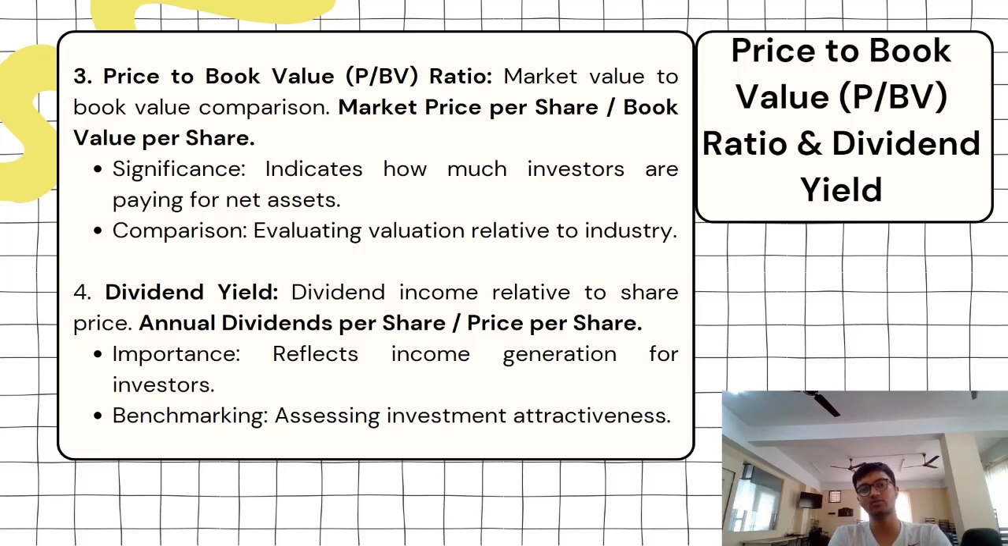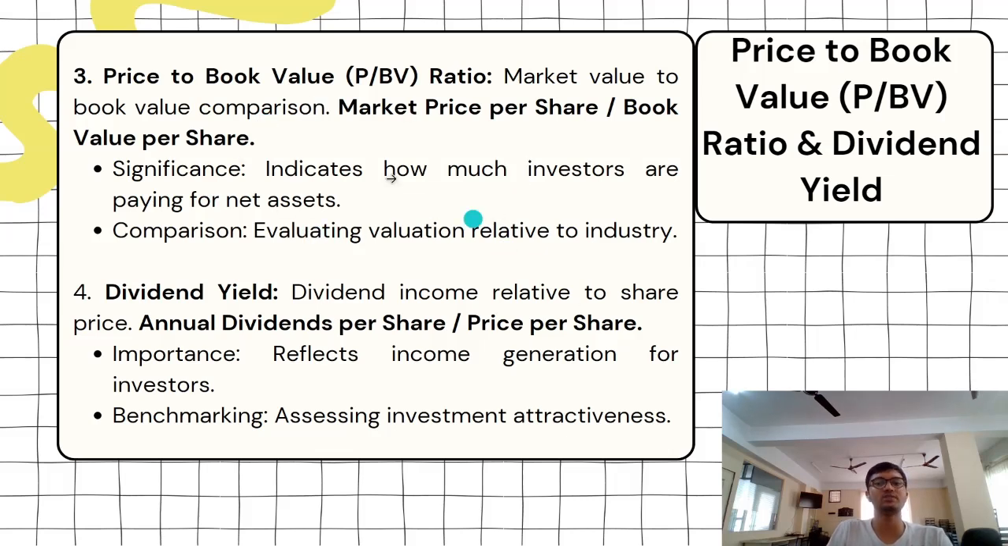Let's see it in terms of valuation: the market value to book value comparison. It is the market price per share divided by the book value per share. If the company has a book value per share of, let's say, 20 rupees and the share price is 50 rupees, it is not varying too much. But there can be scenarios where the book value of a company is 10 rupees and the market price of a share is 1,000 rupees. So price to book value is a very helpful indicator when you're trying to decide the valuation of a company.